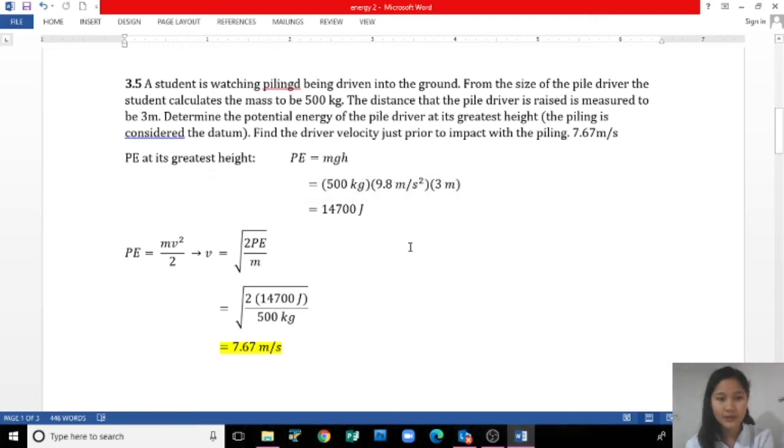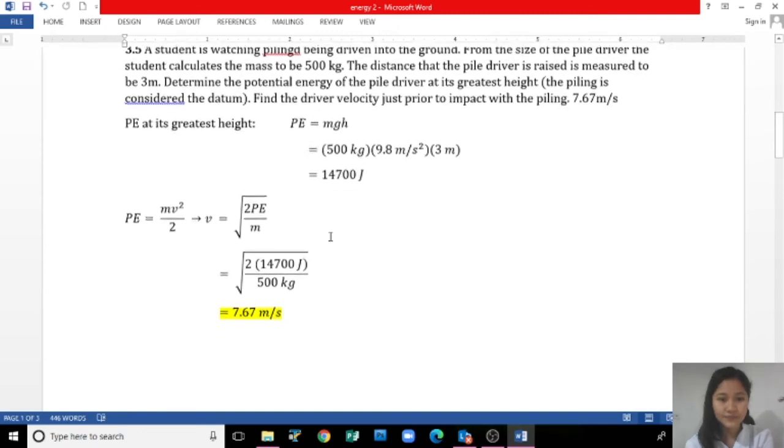So for the formula of the potential energy at its greatest height, PE is equal to mgh. So just substituting all the givens to the formula. The mass is equal to 500 kilograms, the gravitational acceleration is equal to 9.8 meters per second squared, and the height is equal to 3 meters. So the potential energy at its greatest height is therefore 14,700 joules.